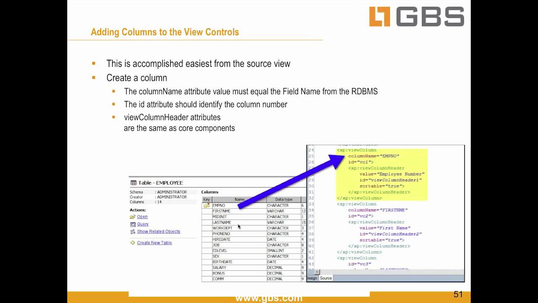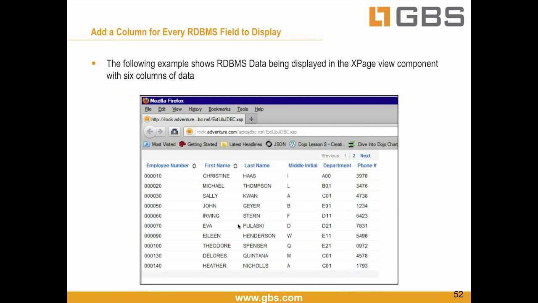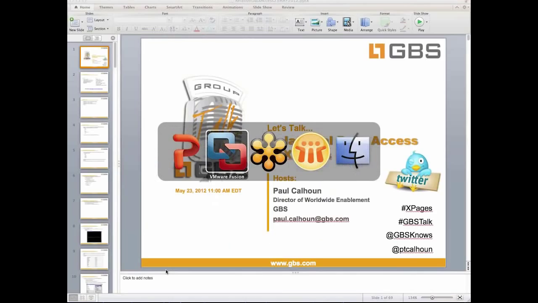Once I've defined that first column, then in the source view I copy and paste that column definition for every column that I want to have displayed. And then I just change the column name and column values in the header to be descriptive of the data that I want to have output. Once you've done that, you're going to see that you have the exact same output that you would have in a common control.